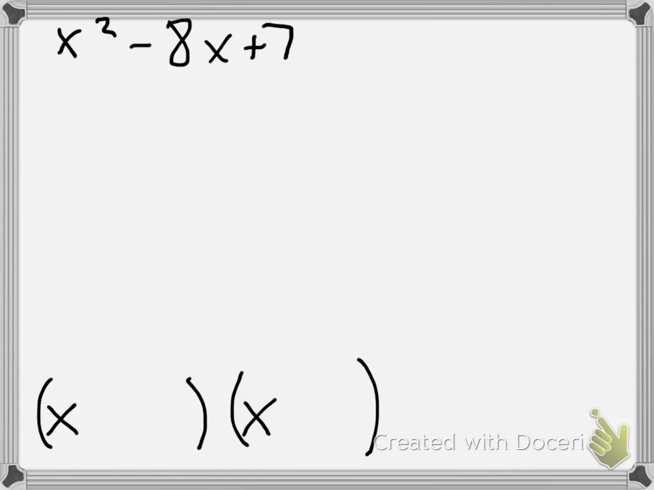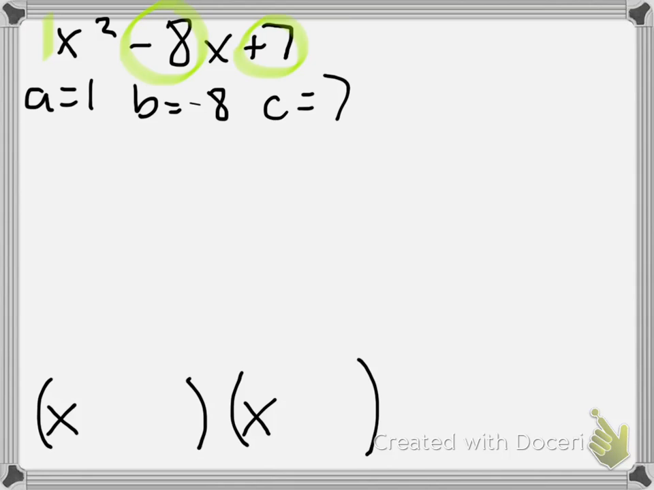So we know that a is 1, b is negative 8, and c is 7. So I'm going to write that down. A equals 1, b equals negative 8, c equals positive 7. And I need to multiply a times c. So 1 times 7 is 7. So I need numbers that multiply to 7, but those numbers must also add to negative 8.